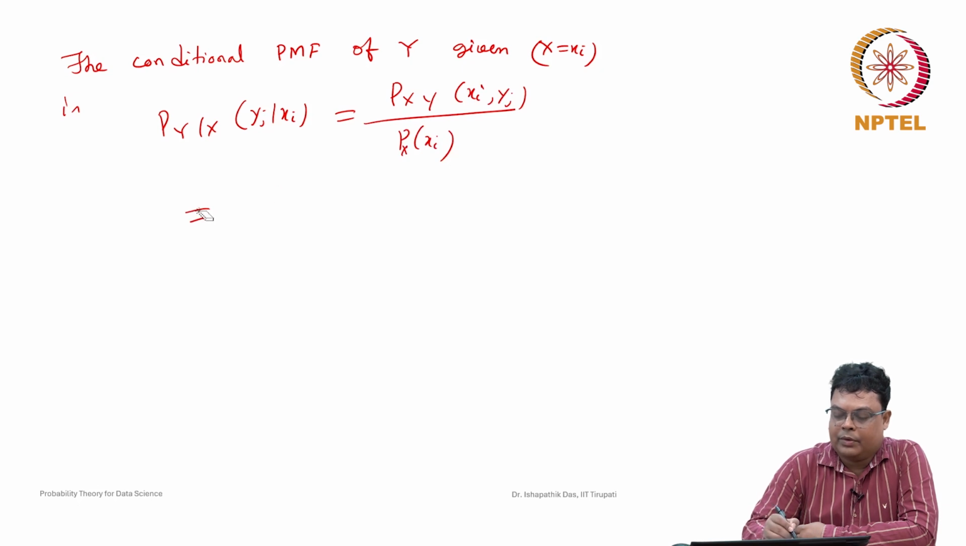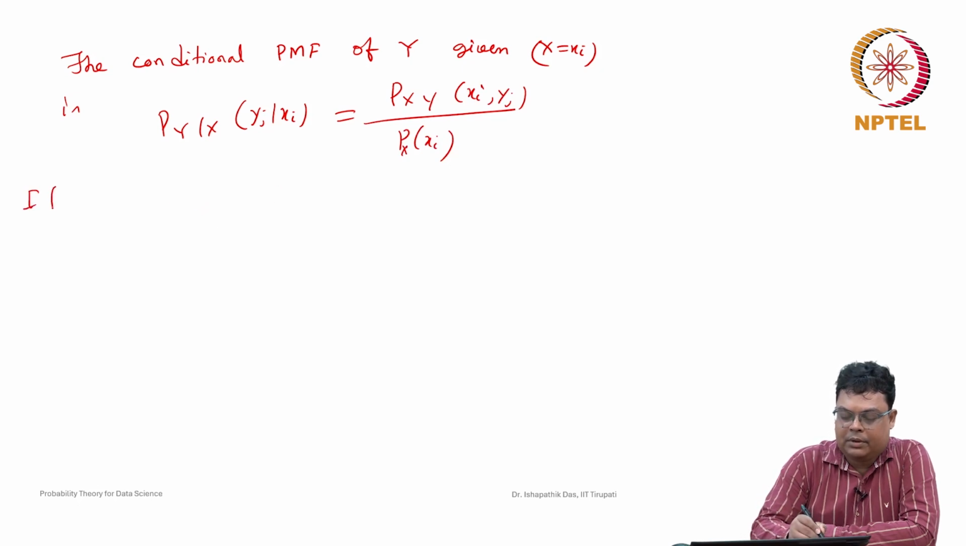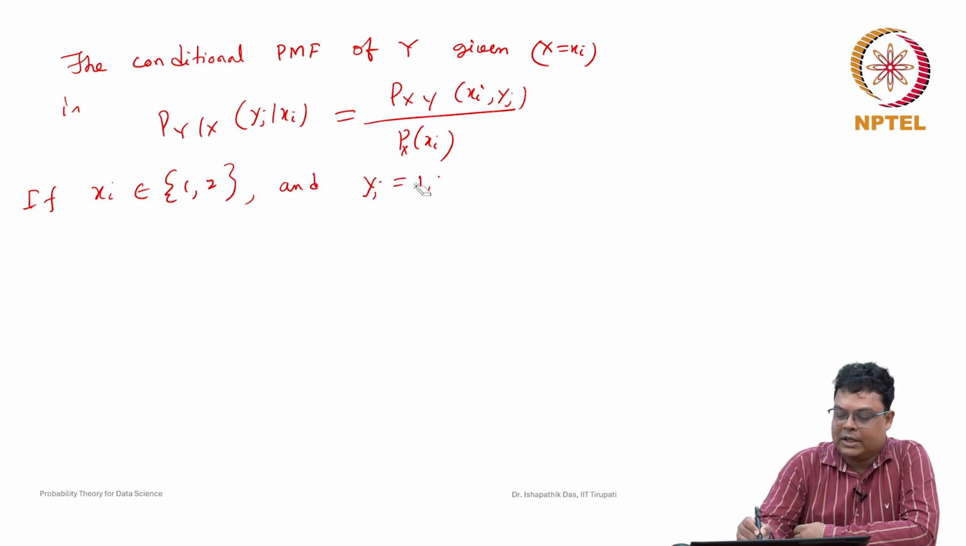Now whenever xi is fixed, equal to 1 or 2, that is xi belongs to {1, 2}, only then we can find the conditional probability mass function. It is non-zero, and yj can also take the values yj belongs to {1, 2}. So yj is varying and xi is some fixed value we are using, to find p of y given x, yj given xi.